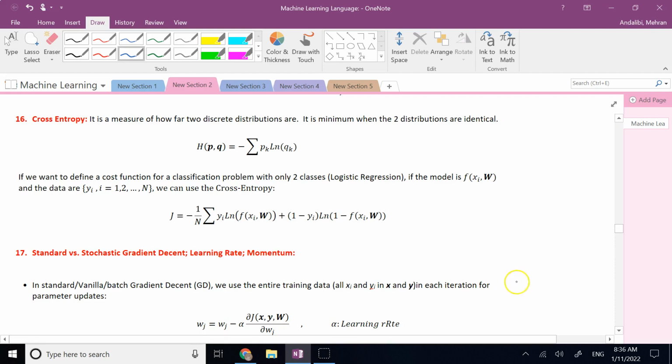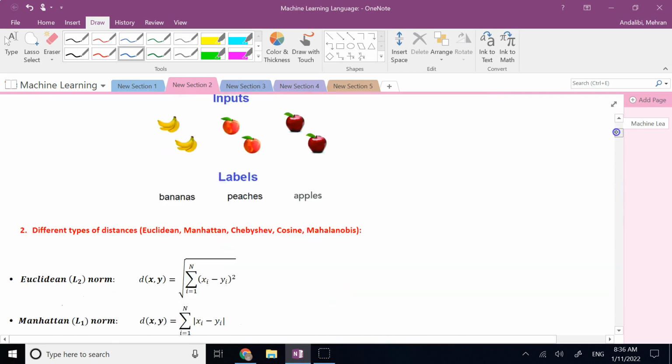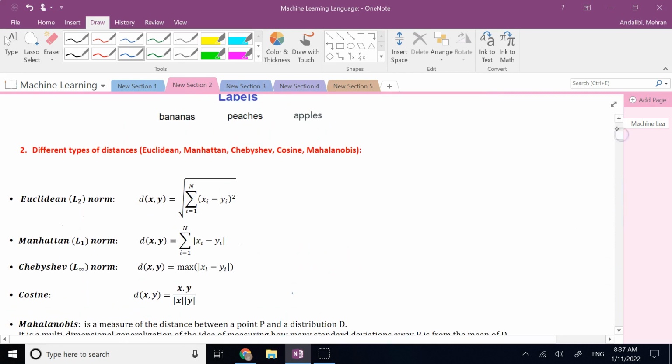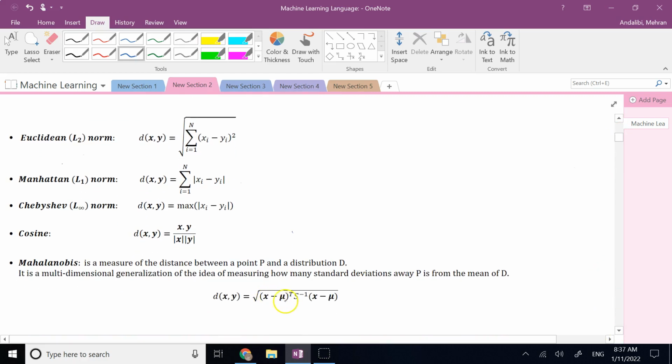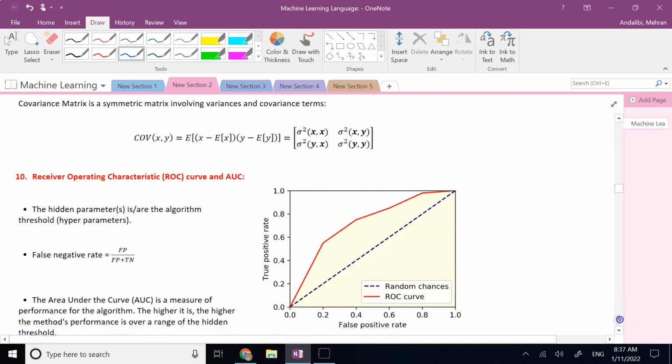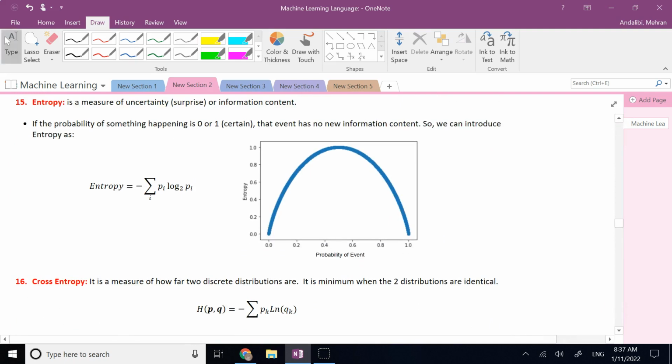Remember, so far we had measures when we talked about distances. We had measures of how close two vectors x and y are, and how close a point x is to a distribution with a known average and a known covariance matrix, Mahalanobis. Now here we are talking about how close two distributions are.